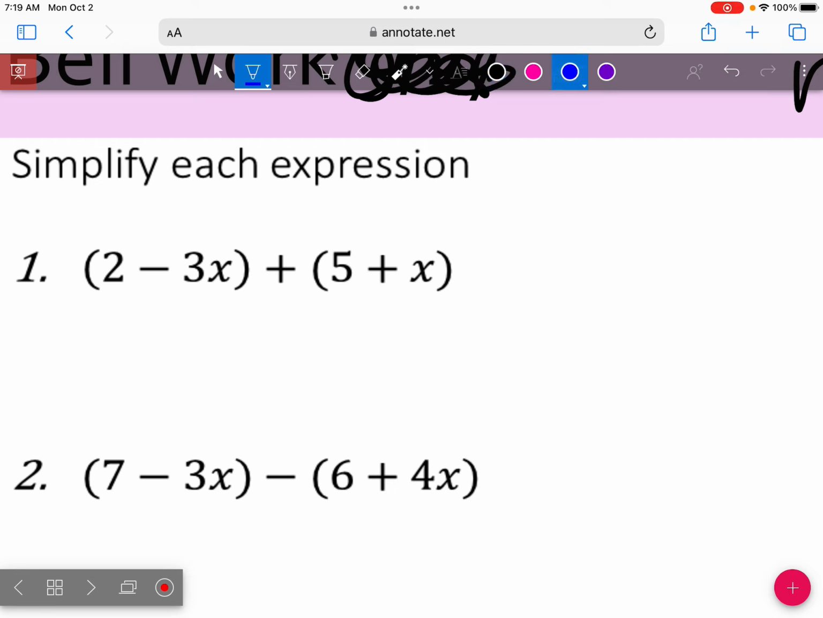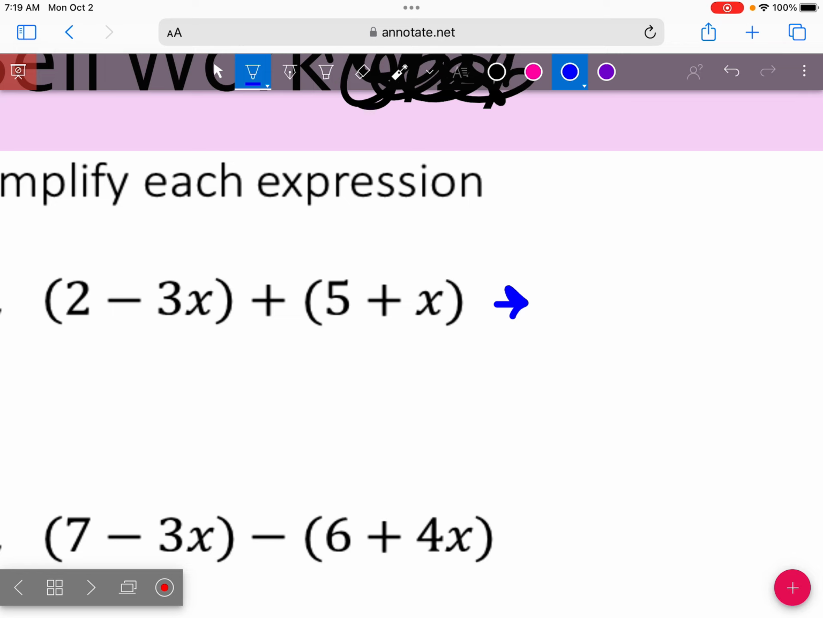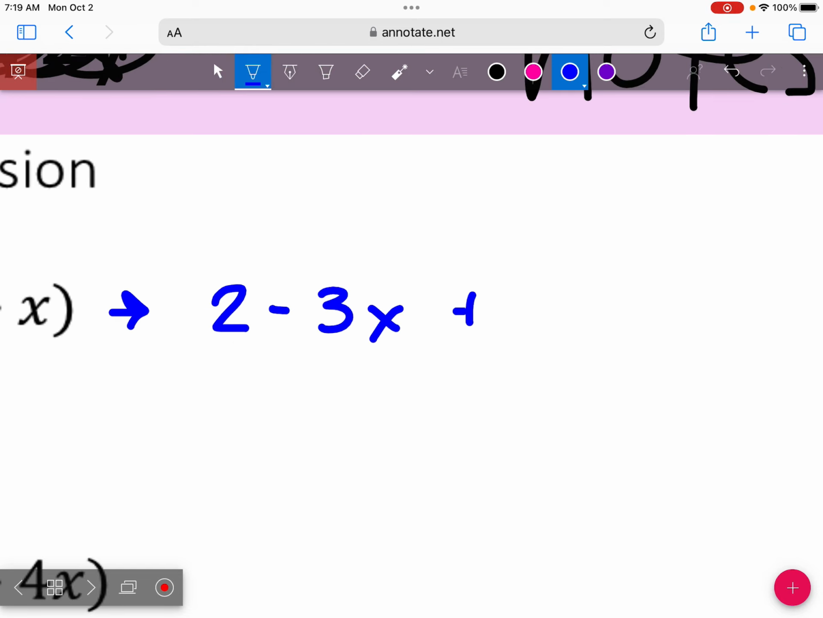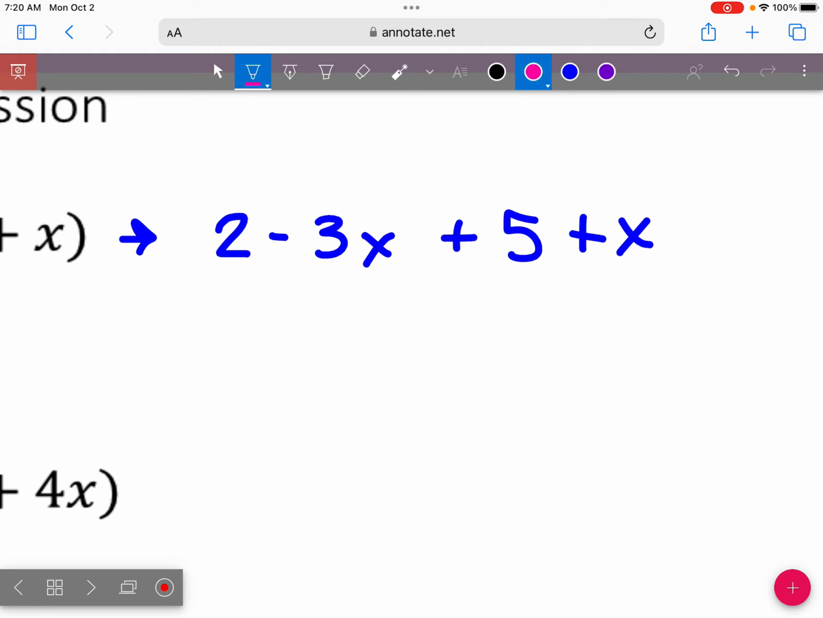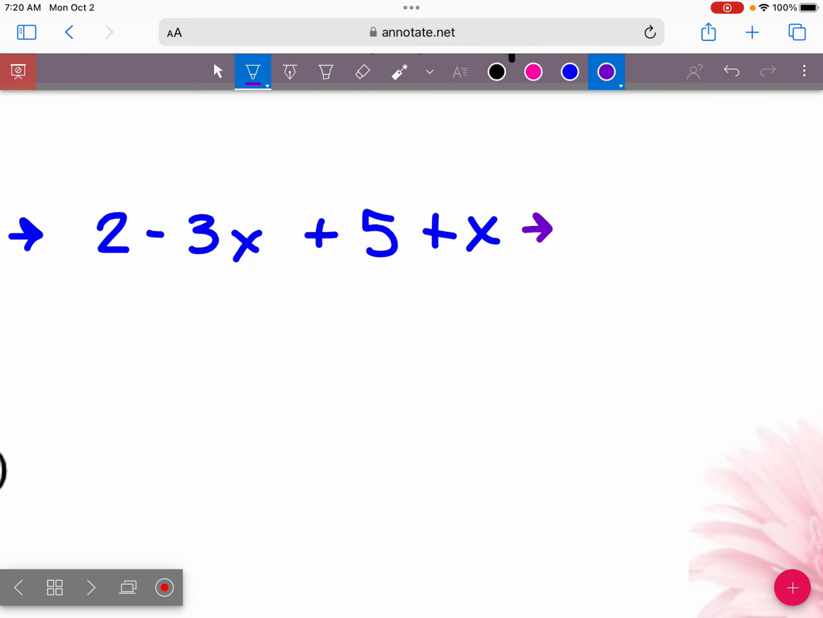So I've got 2 minus 3x plus 5 plus x. What are we going to do over here? Are these parentheses actually doing anything here? Nope. So this is just like saying 2 minus 3x plus 5 plus x. And what are we going to do? How can I simplify this? Yeah, we're going to combine some like terms.